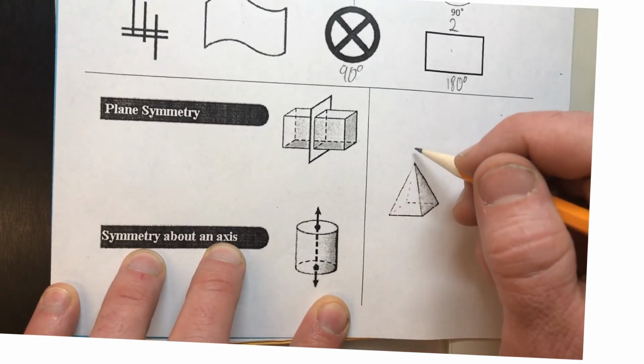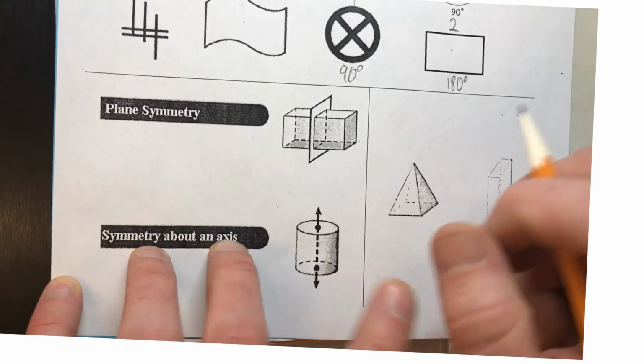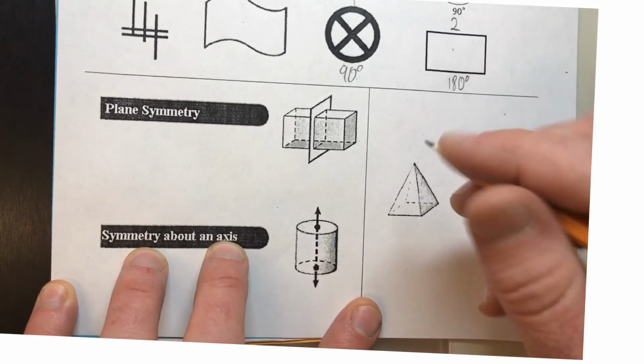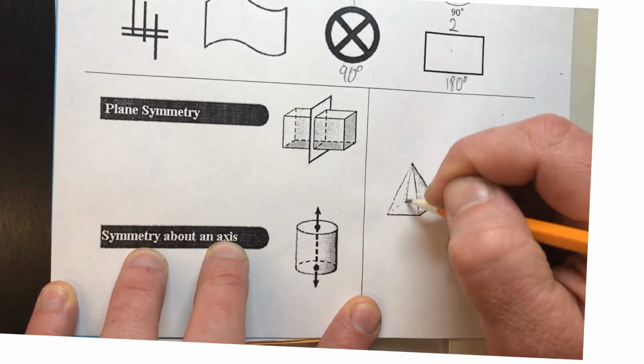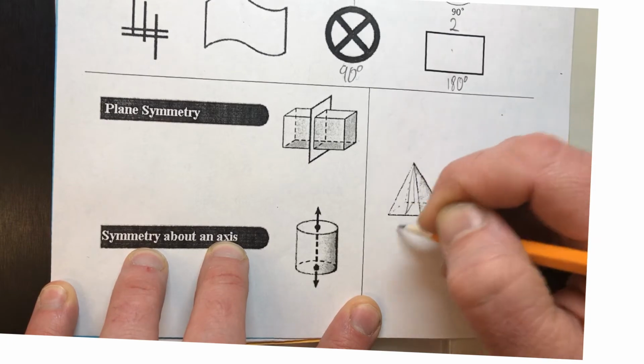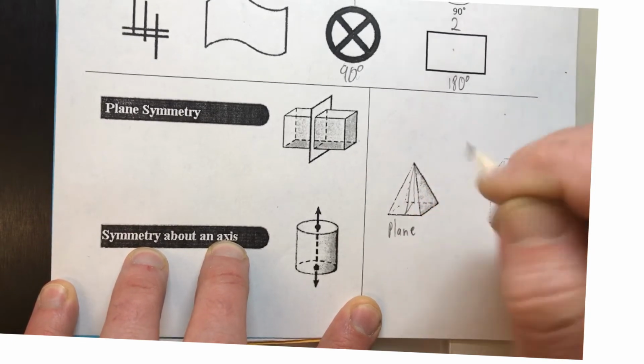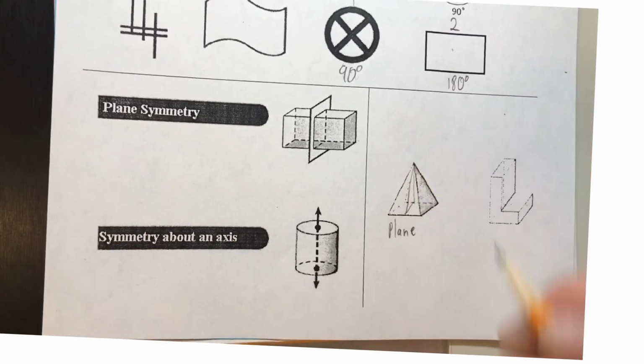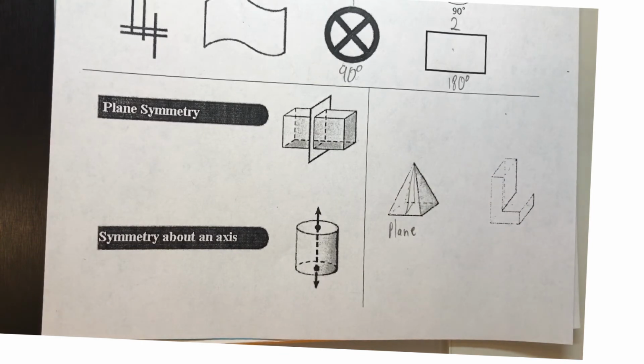Could I slice that somewhere right down the middle and make 2 equal pieces? Yeah. Like if I sliced it right down the middle right here. So this has plane symmetry. Like if you think of that as a piece of candy or something, take a knife, you could split it right in half and make 2 equal pieces.